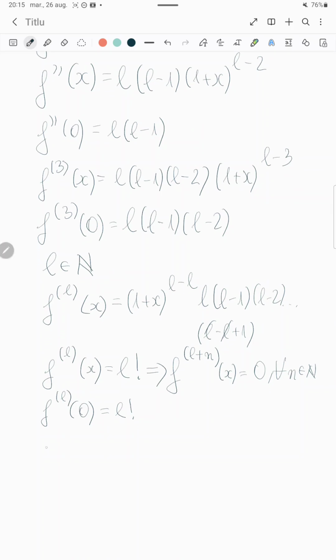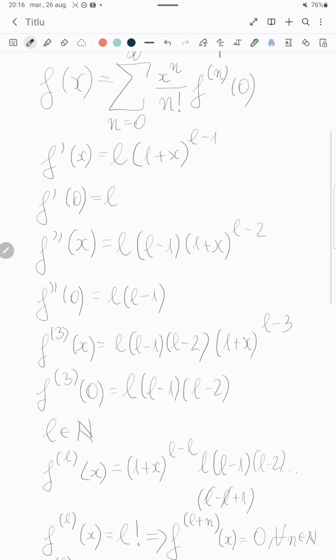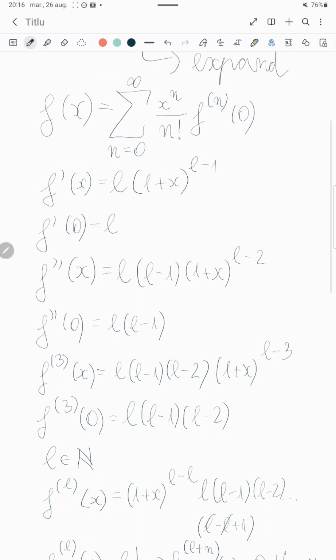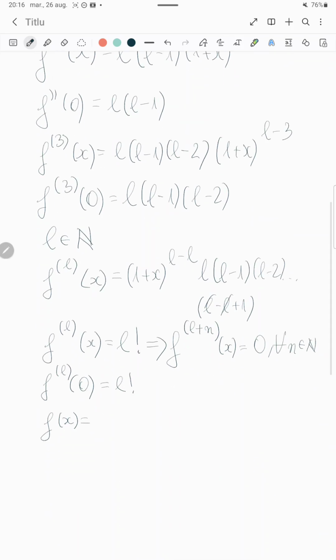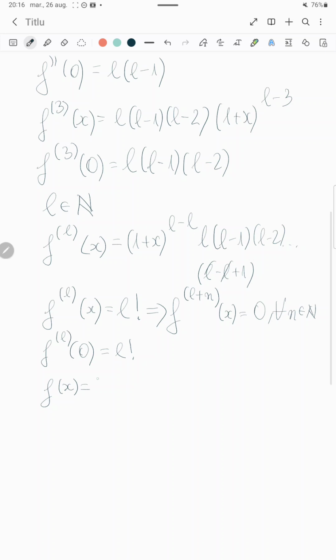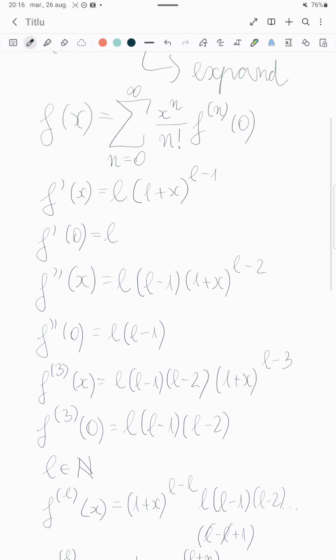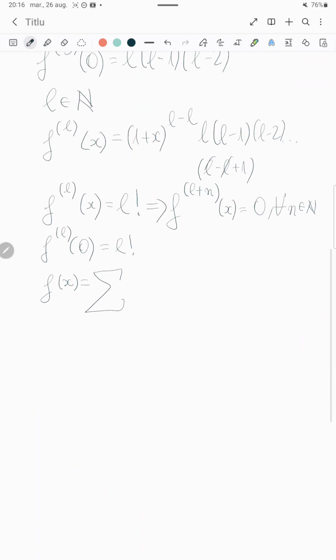Now, first off, we were going to write f of x in terms of this relationship, which is the Taylor expansion. Then we're going to see the following. And I just forgot something. First off, before writing something like that, we need to determine the nth derivative of f at point 0.